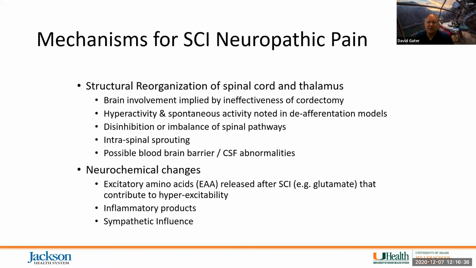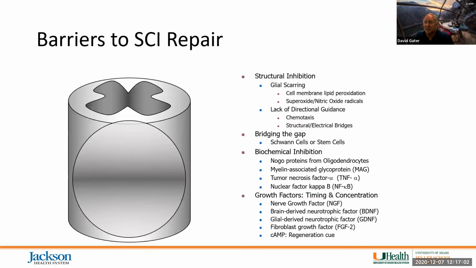And potentially there are blood-brain barrier and CSF abnormalities following a spinal cord injury. Neurochemical changes also include a number of excitatory amino acids that are released after spinal cord injury. So the glutamate pathways that we talked about will contribute to hyperexcitability or hypersensitivity to pain. Inflammatory products and then sympathetic influences can also mitigate pain as we consider that.